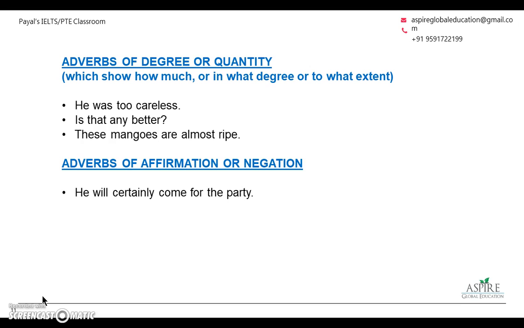Okay, so the last one is adverbs of affirmation or negation, where you are trying to give a complete yes or no answer. He's not going to come to the party, so not is my adverb. He will certainly come for the party, and certainly is my adverb. The usage of adverbs of affirmation or negation is less in writing because we try to avoid these words, because they make your writing a bit informal.